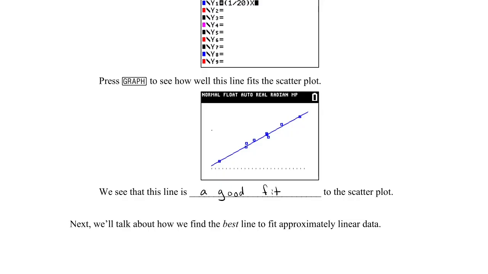So that's going to be our next idea. How do we go from just a data set to the best possible line through the middle of that data set?